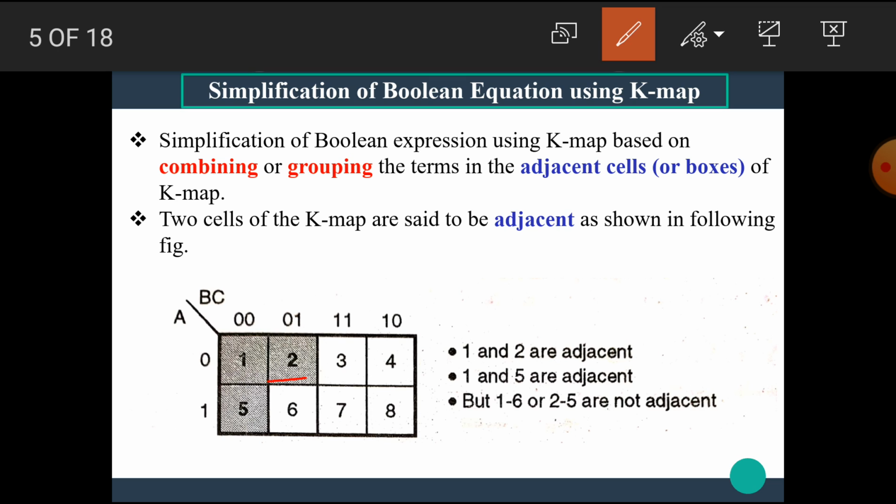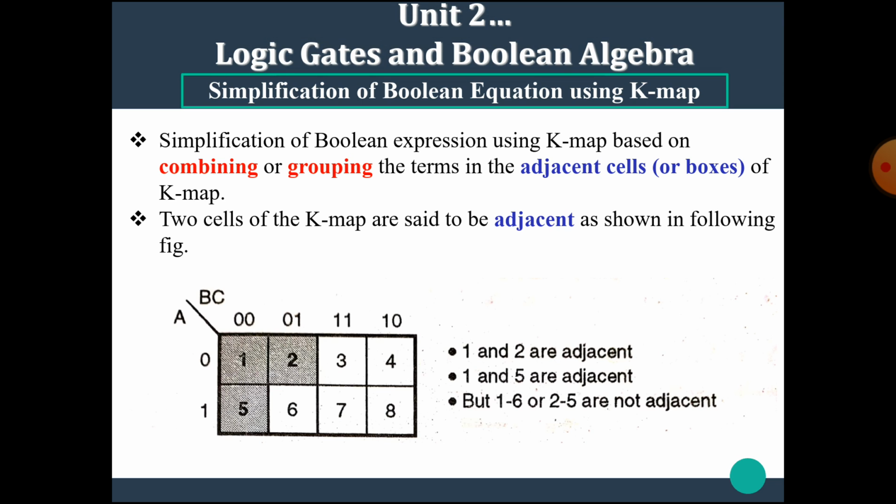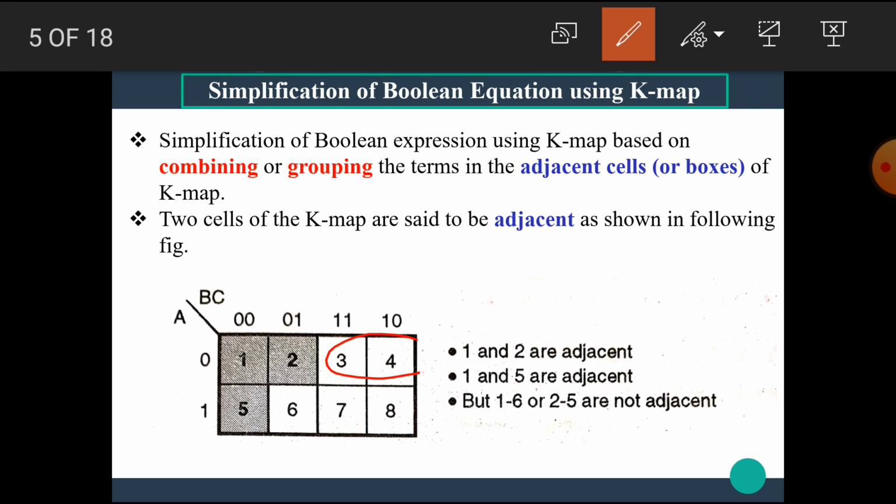Cell 1 is adjacent with 2, 2 is adjacent with 3, 3 is adjacent with 4. Similarly, 1 is adjacent with 5. This 2 is adjacent with 3, also 2 is adjacent with 6. This 3 is adjacent with 4, 3 is adjacent with 7. Okay, 4 is adjacent with 8 and 4 is adjacent with 3, vice versa.